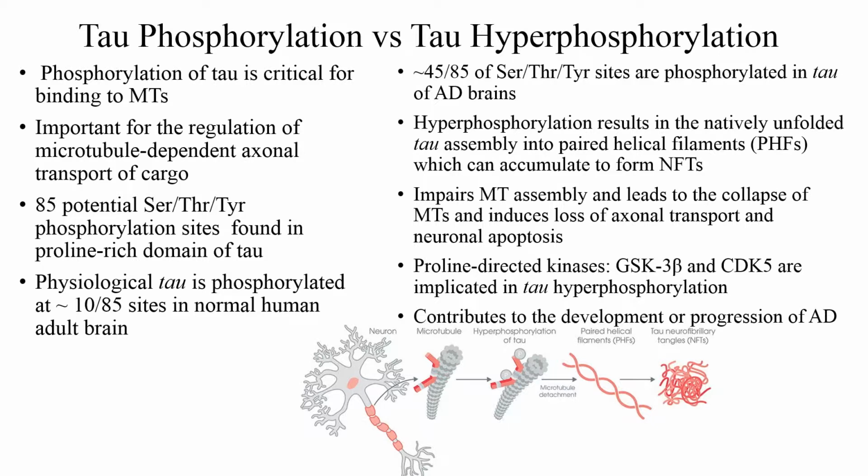The proline-directed kinases GSK3-beta and CDK5 are the key culprits involved in tau hyperphosphorylation. This ultimately contributes to the development or progression of Alzheimer's disease.